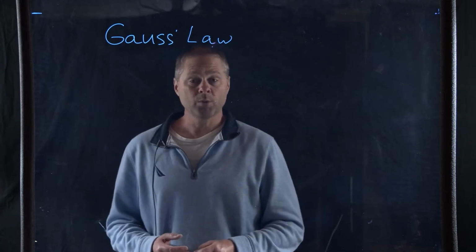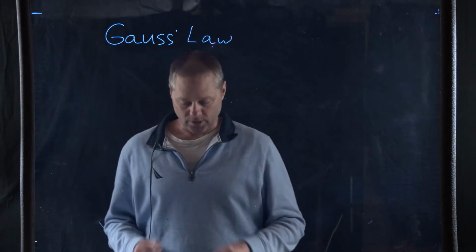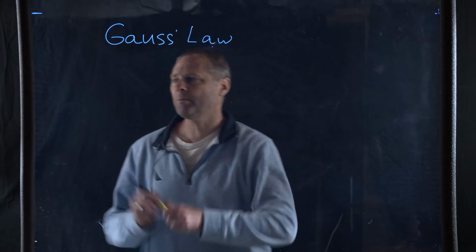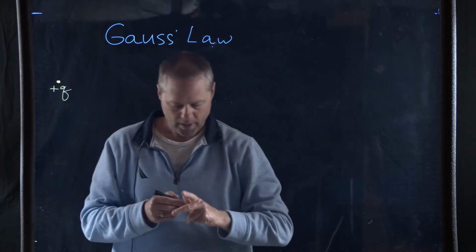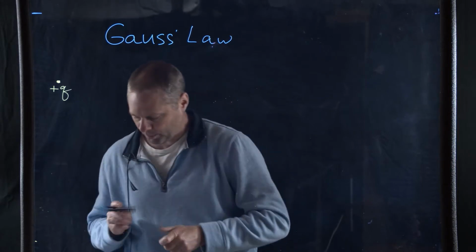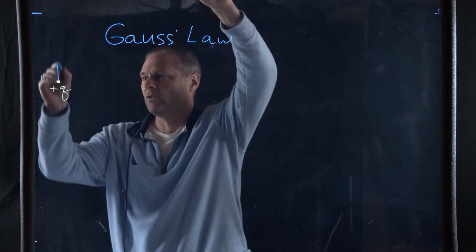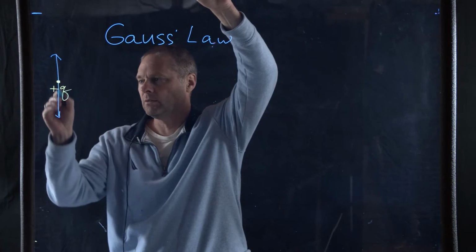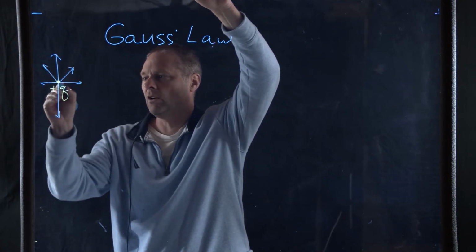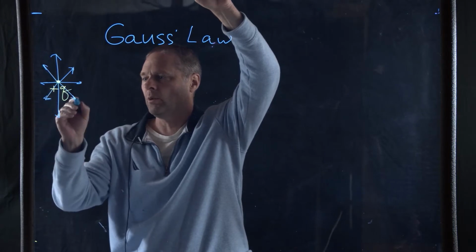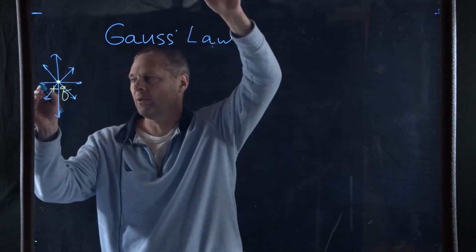In this video, what I'm going to be describing is Gauss's law. Now, to start out with, we've previously talked about an individual point charge of plus Q. And what radiates from that individual point charge is going to be electric fields, radiating in all kinds of different directions.